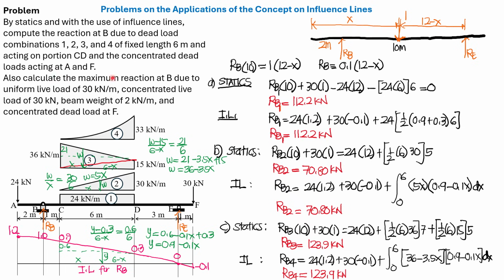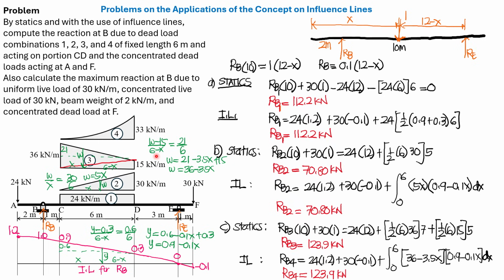Also calculate the maximum reaction at B due to uniform live load of 30 kilonewtons per meter, concentrated live load of 30 kilonewtons, beam weight of 2 kilonewton per meter, and concentrated dead load at F of 12 kilonewtons.